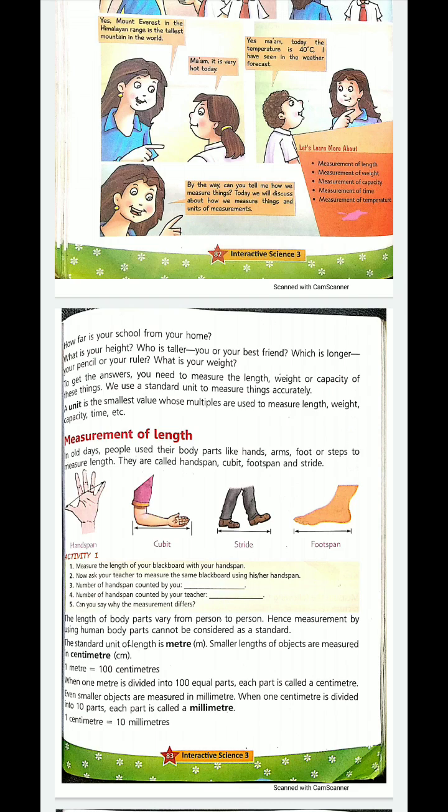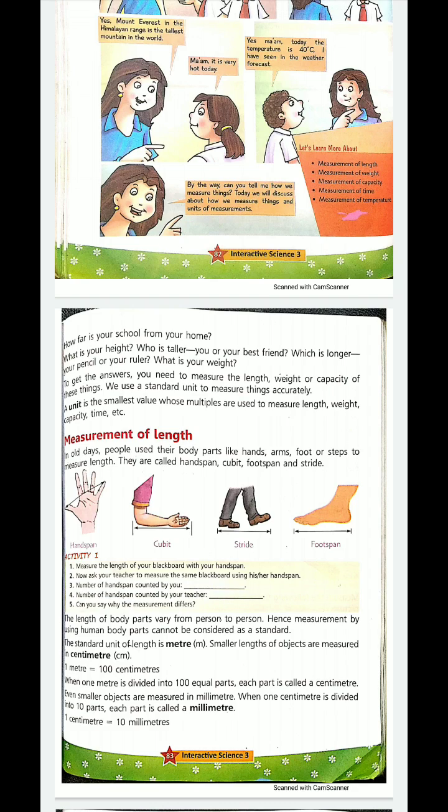So the standard unit of length is meter. Smaller lengths of objects are measured in centimeters. 1 meter is equal to 100 centimeters. When 1 meter is divided into 100 equal parts, each part is called a centimeter. If we divide 1 meter equally, we will get 100 parts.